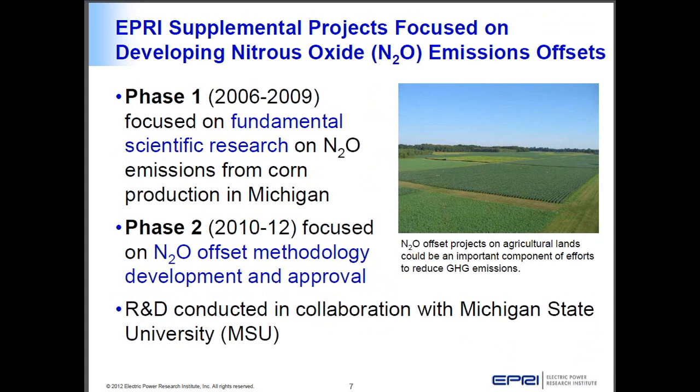So we did this project in two major phases. The first phase, 2006 to 2009, really focused on fundamental scientific research to evaluate emission fluxes of N2O in corn production on commercial fields in agriculture, and to determine whether that initial curve that Dr. Robertson and his colleagues had developed in 2005 held true at farm scale.